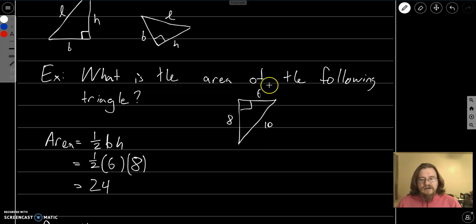And again, I haven't included any units here, so it's just going to be 24. However, let's add some just to make sure. If these were in meters, if I had 6 meters across, 8 meters down, and then 10 meters diagonally, this is going to be area. So the area is going to be meters squared. Again, for area, it's always going to be square units.